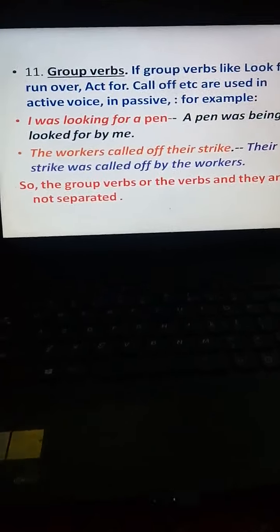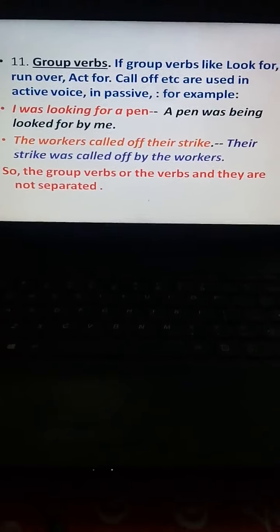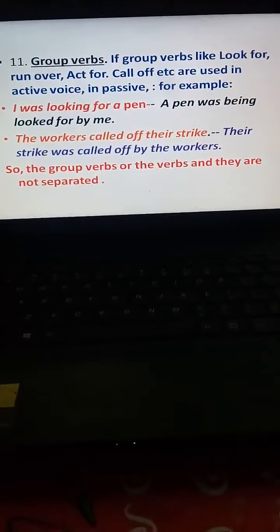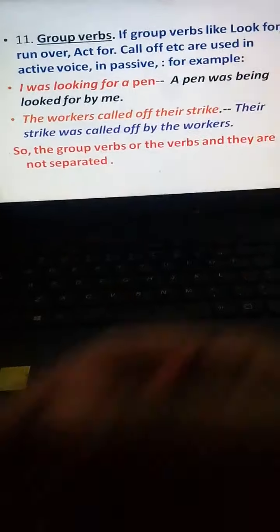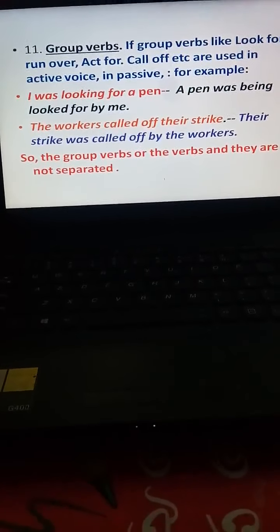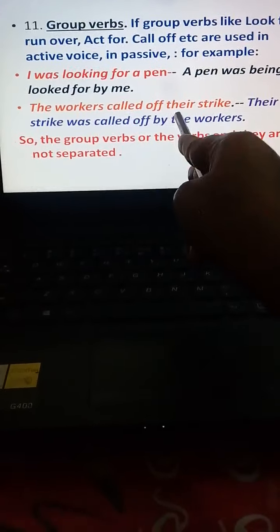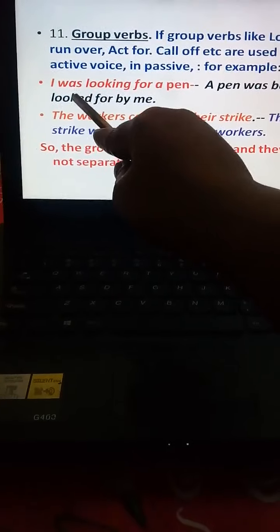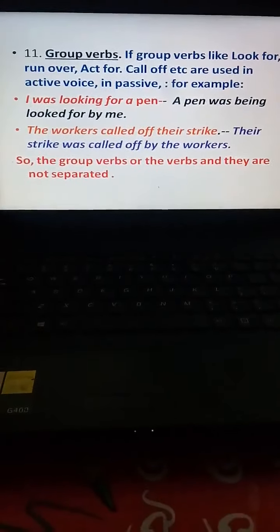Okay, the next rule is group verbs. Group verbs like look for, run over, act for, call off, etc. are sometimes used in active voice. In the passive form, you cannot separate the preposition from the verb. For example, I was looking for a pen. A pen was being looked for by me. That means for is used after its verb in the passive voice again. A pen was being looked for by me.